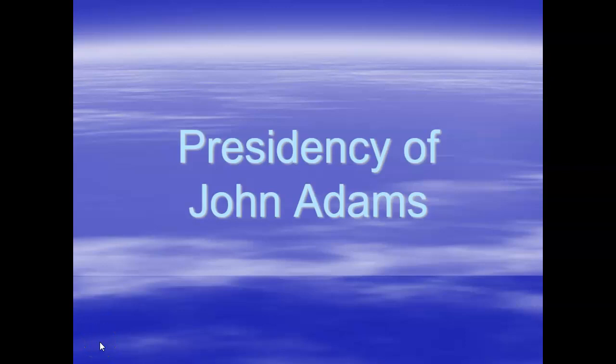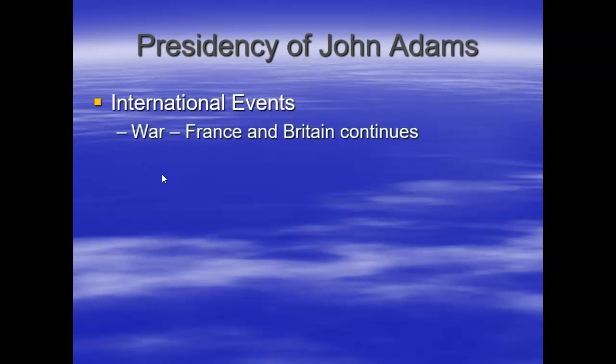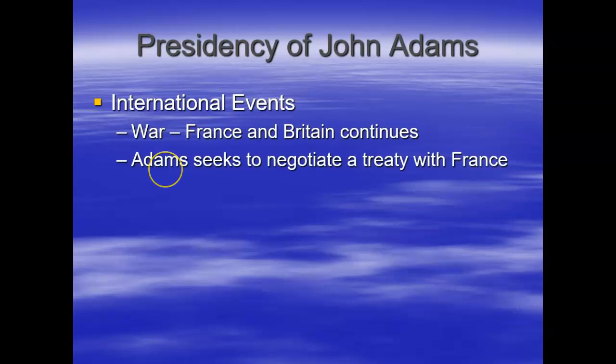So we're now going to pick up with the second assignment that was given for 8.3, and this one's going to deal with the XYZ affair and then the Alien and Sedition Acts. So John Adams is president, sworn in 1797, and he immediately has to deal with an international event, and that one, of course, is the continuing war between France and Britain.